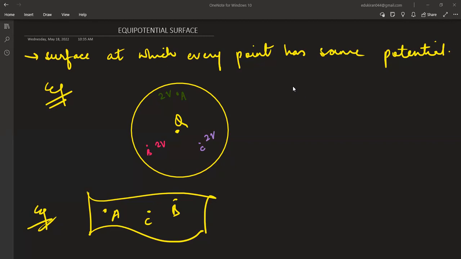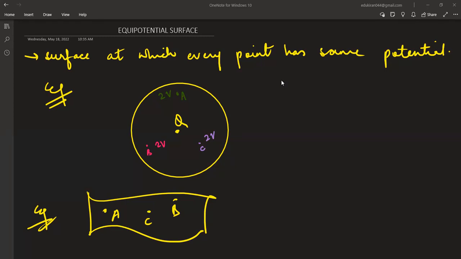Yes, ma'am. Okay. Now let us start with equipotential surface. This is a very easy topic, very easy to score, but an important topic that comes in the exam. We'll complete it in one go. You just have to remember the properties. That's it. If it is used in numericals, you should be able to identify what is equipotential surface.